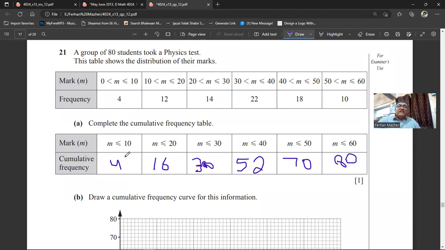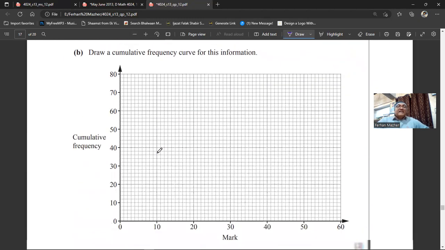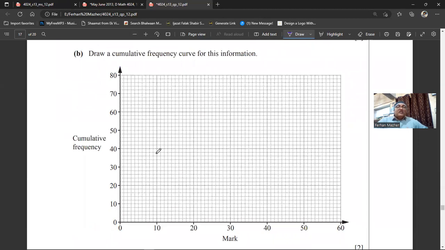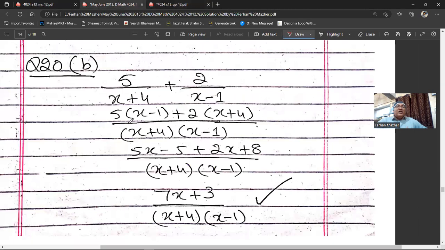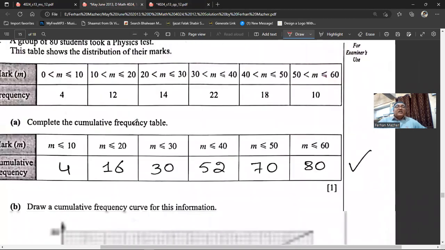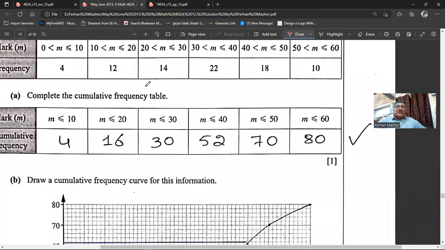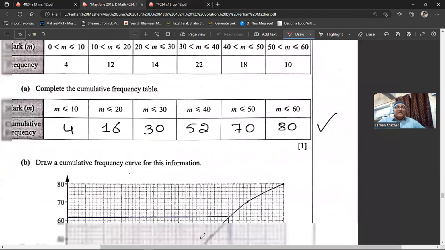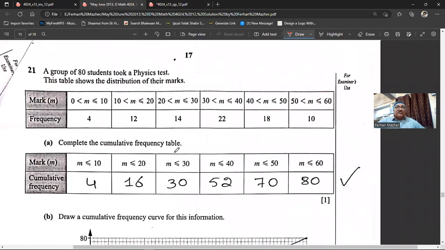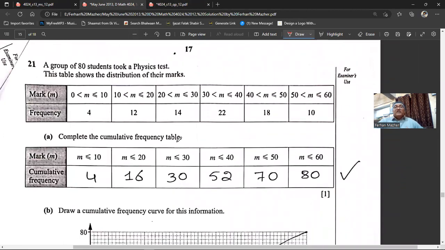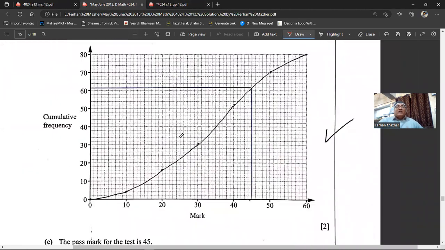You see this cumulative frequency is always marked at the upper boundary. They are asking us to plot this on the upper boundary, so I will plot it. So let me show you how I have done this. Okay, so this is how this is done. I hope you understand.